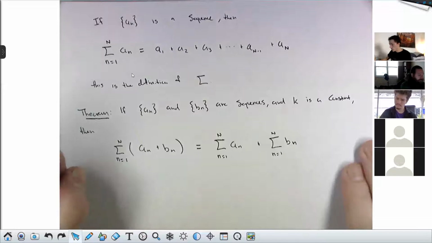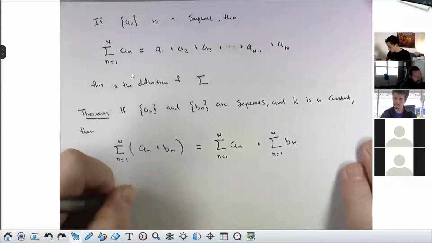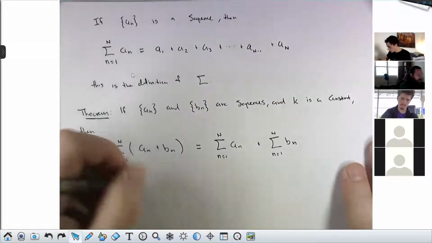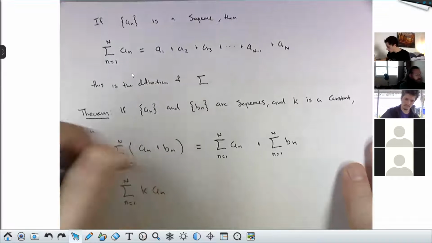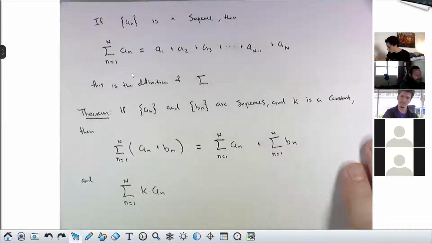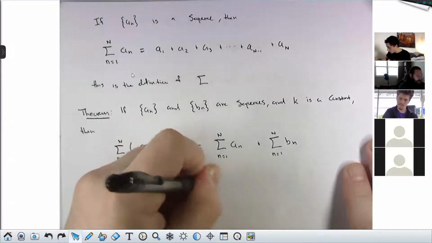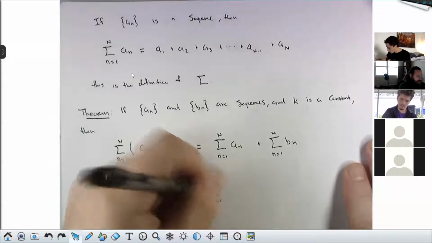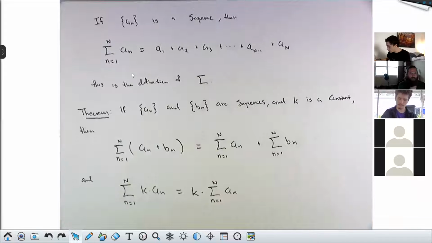And sigma from n equals 1 or wherever to capital N or wherever of k times a_n is equal to k times sigma n from 1 to N. So you've got to keep straight the uppercase and lowercase here. Uppercase N's and lowercase n's are not interchangeable. They mean something very different.